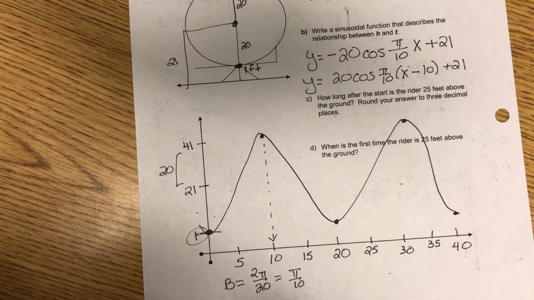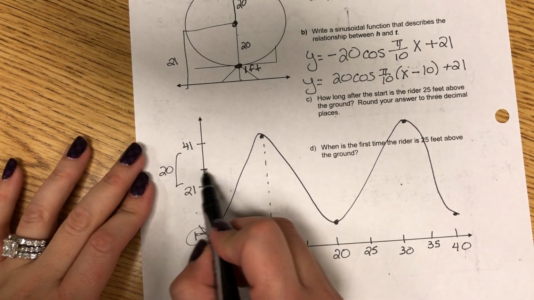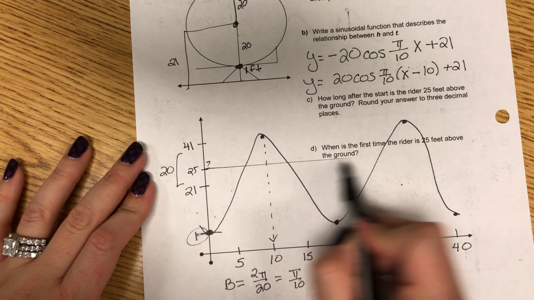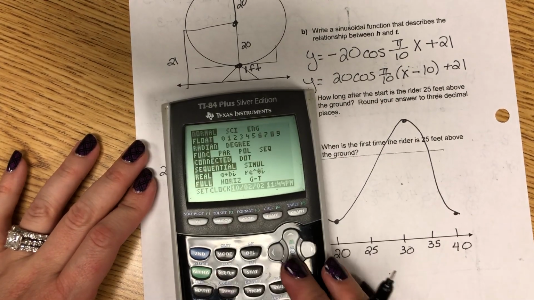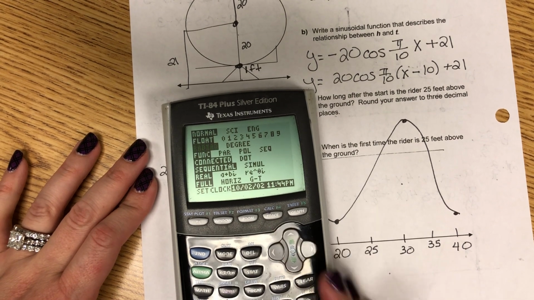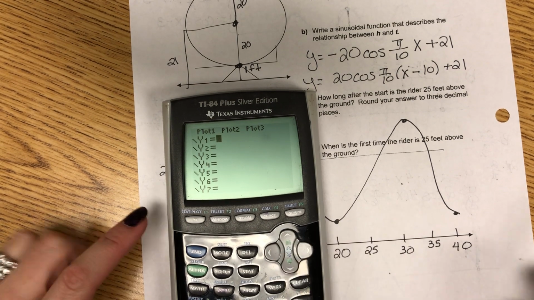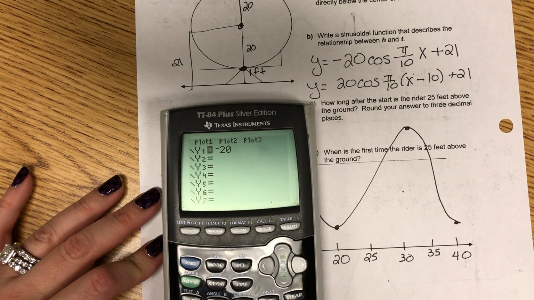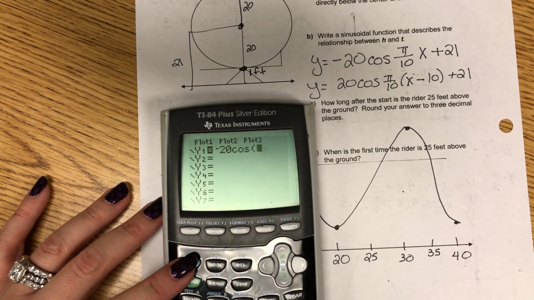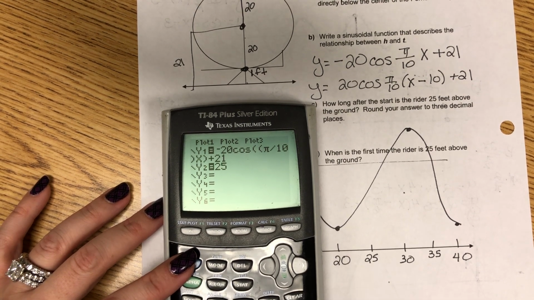How long after the start is the rider 25 feet? Oh, that's over here. 25. 3 decimal places. Okay. First thing to check: is your calculator in radian mode? Mine is, super. Now we're going to use y equals. In the first y equals, I'm going to type my equation. And we'll put 25 feet in the second.